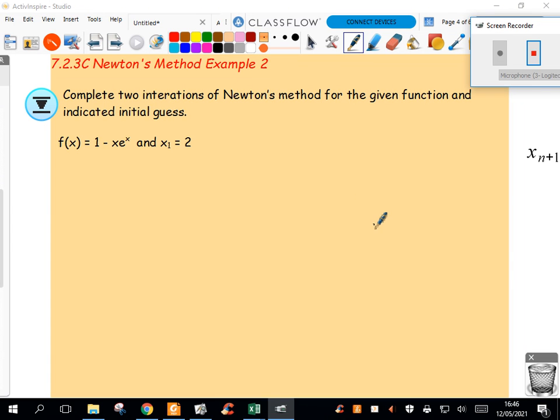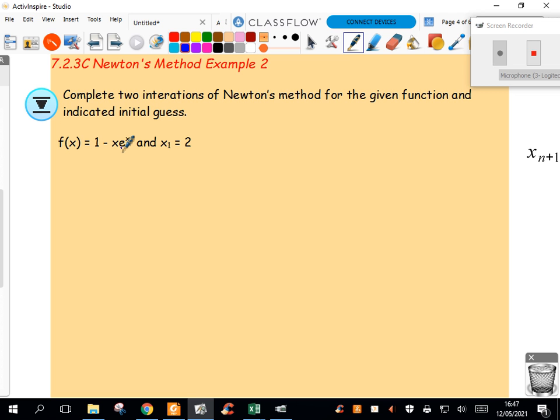Okay, so I'm going to look at another example of using Newton's method. The question says complete 2 iterations of Newton's method for the given function and indicated initial guess. There's my function. It's a more complicated function than the last one we looked at. The last one was f of x equals x squared minus 7. Look at that one again before you try this one, just to get the basic idea of the shape of the kind of answer to these questions.